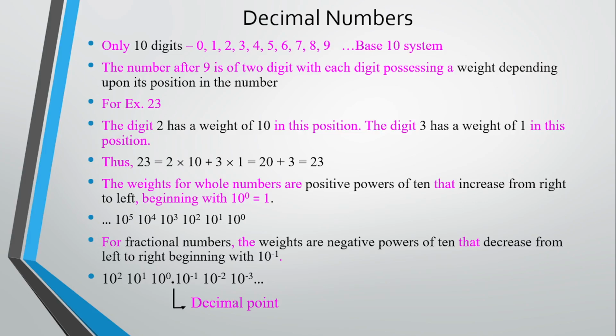In this way, if we have to represent the weights, to the left of the decimal point we have whole numbers where weights are increasing from right to left as positive powers of 10, that is 10 to the power 0, 10 to the power 1, 10 to the power 2, and so on. And to the right of the decimal point, these are fractional numbers and the weights are decreasing as negative powers. So 10 raised to minus 1, minus 2, minus 3, and so on.